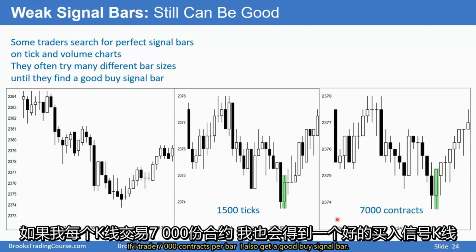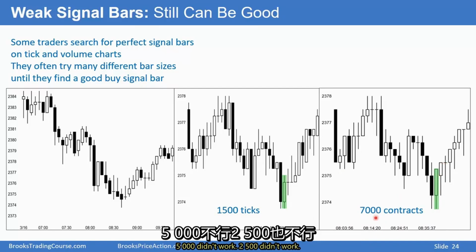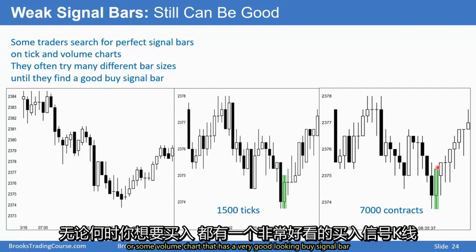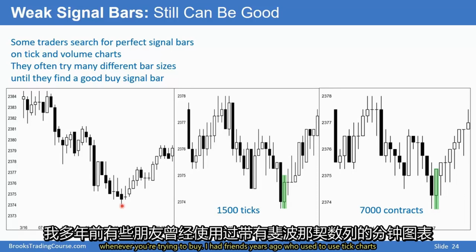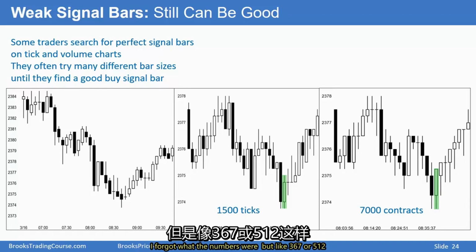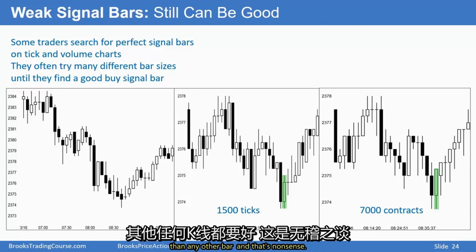If I trade 7,000 contracts per bar, I also get a good buy signal bar. Why 7,000? Well, I had to experiment. 5,000 didn't work. 2,500 didn't work. If you keep looking, you're going to find some tick chart or some volume chart that has a very good looking buy signal bar whenever you're trying to buy. I had friends years ago who used to use tick charts with Fibonacci numbers. I forgot what the numbers were, but like 367 or 512. They believed that those bars were somehow better than any other bar, and that's nonsense.